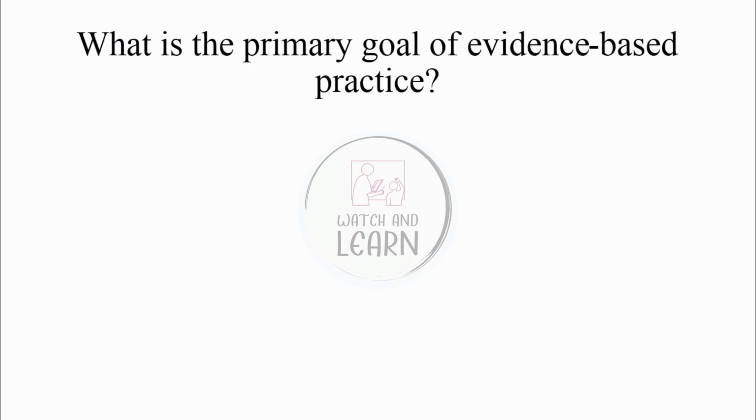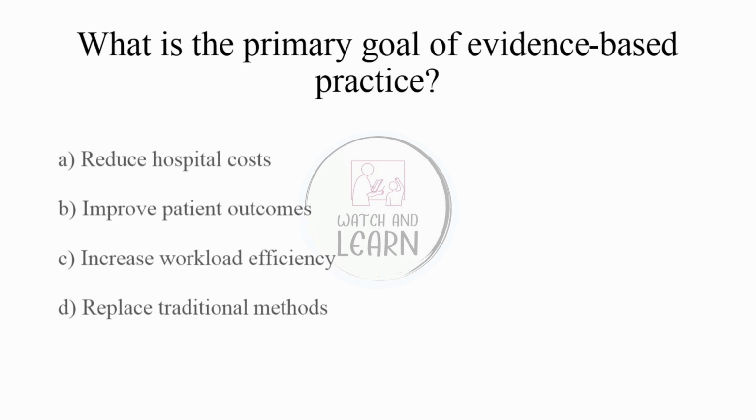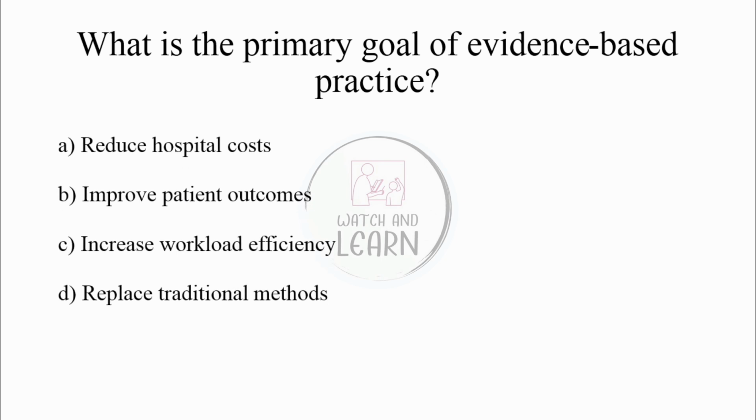What is the primary goal of evidence-based practice? Options are: option A, reduce hospital costs; option B, improve patient outcomes; option C, increased workload efficiency; option D, replace traditional methods. The right answer is answer B, improve patient outcomes.